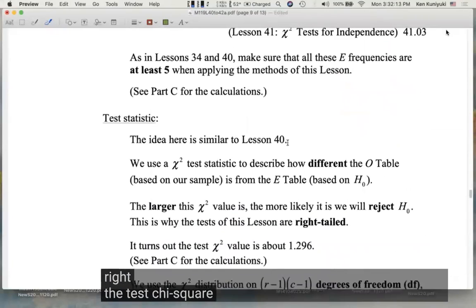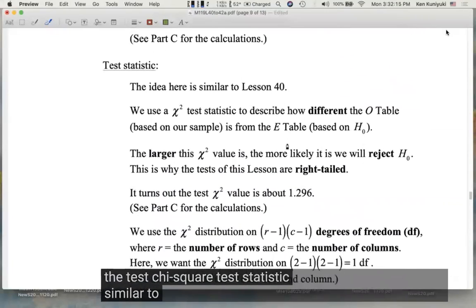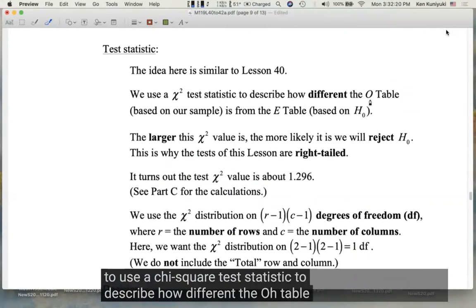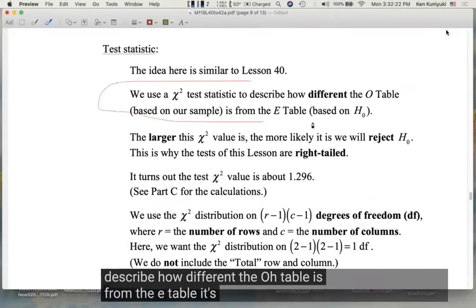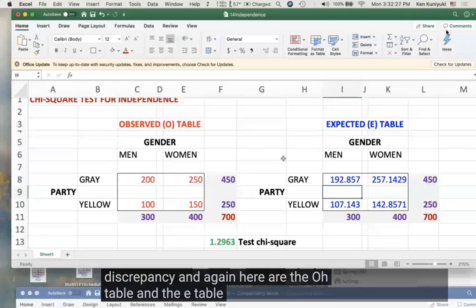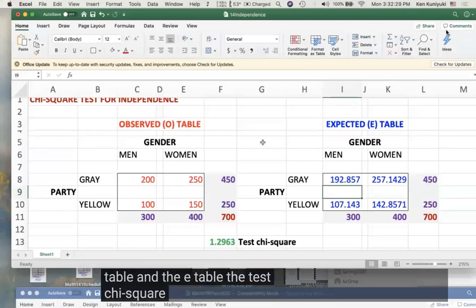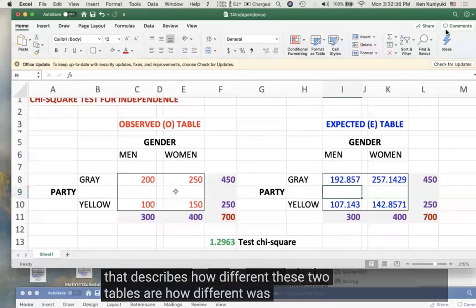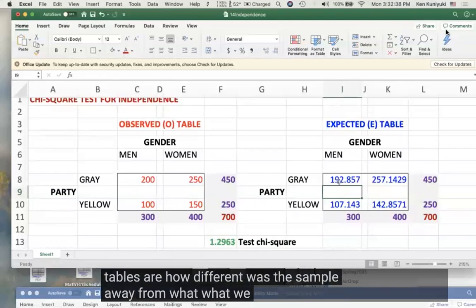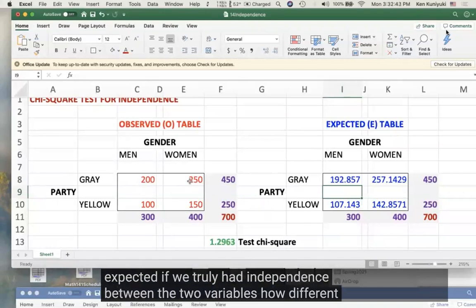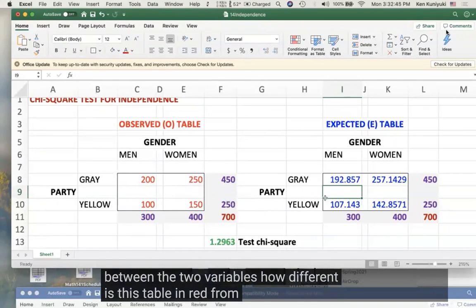All right, the test chi-square test statistic. Similar to the last lesson, we're going to use a chi-square test statistic to describe how different the O table is from the E table. It's a measure of discrepancy. And again, here are the O table and the E table. The test chi-square value is a single measure that describes how different these two tables are. How different was the sample away from what we would have expected if we truly had independence between the two variables? How different is this table in red from this table in blue?